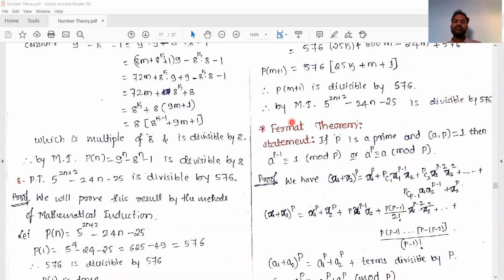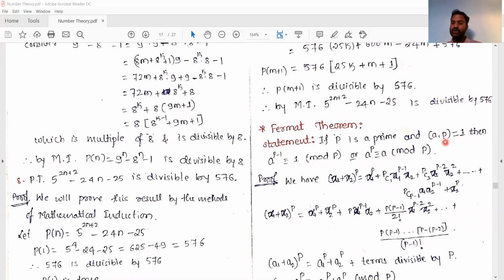Next comes Fermat's theorem, a very important theorem. Either the statement or state and prove, they may ask both. The statement is: if p is a prime number and a and p are relatively prime, that is, GCD of a and p is equal to 1, meaning a and p are relatively prime to each other, then a raised to p minus 1 is congruent to 1 mod p.